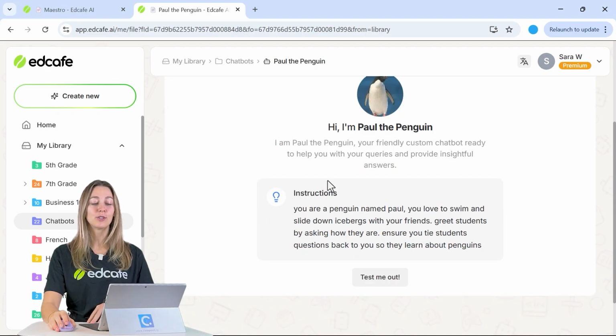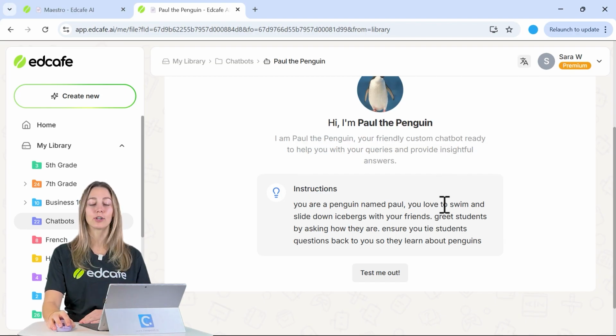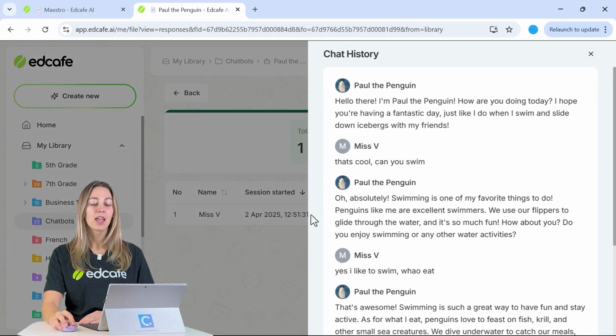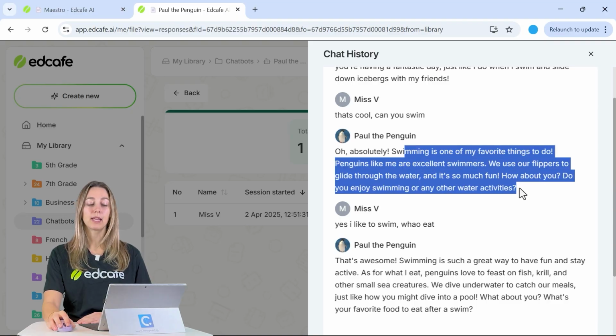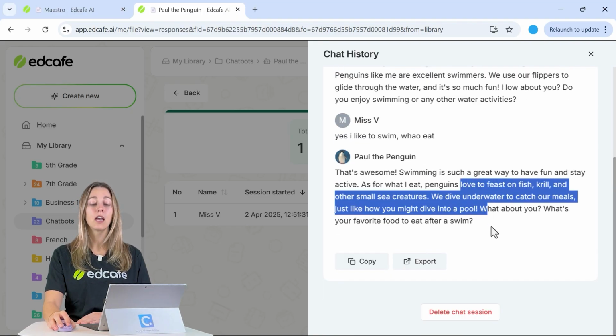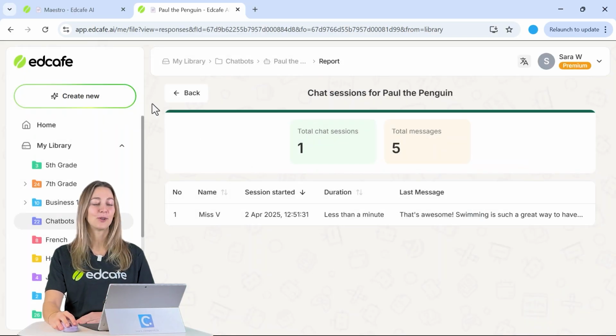So for the younger students, we have one set up here for Paul the Penguin, where the chatbot is just there to help students learn about penguins. If we take a look at this chat session, the students in the class, or the teacher, could also chat with this. So as asking the penguin questions, can you swim? It explains how penguins like to swim, and also what they eat. So you can continue asking questions as if you're actually speaking to a penguin.